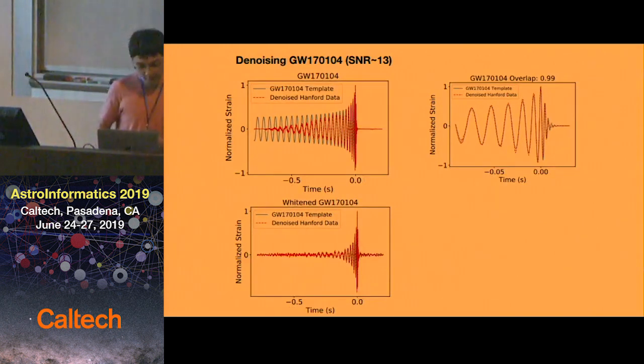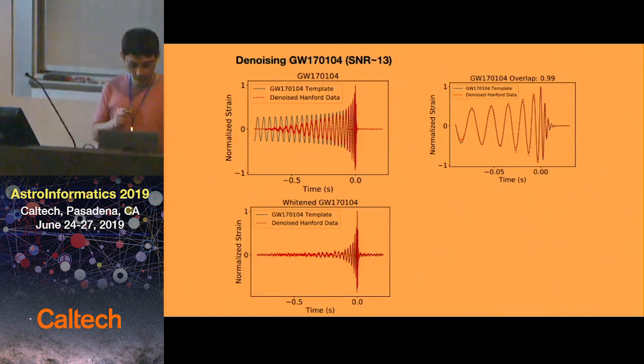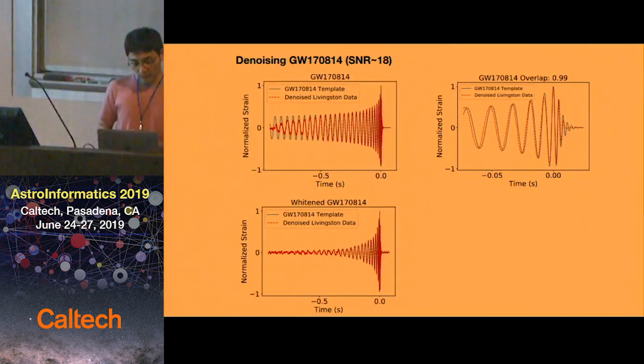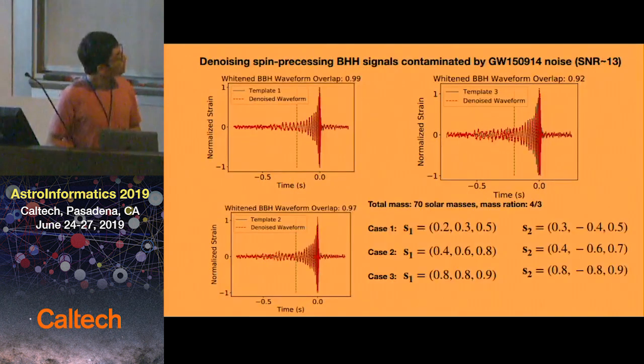This is another example. We consider another event with much lower SNR. So in this case, we can also reconstruct the original signal with more than 99% of overlap. This is another example. So we just consider a different event with different SNR.